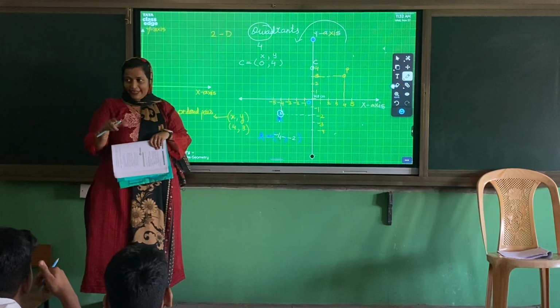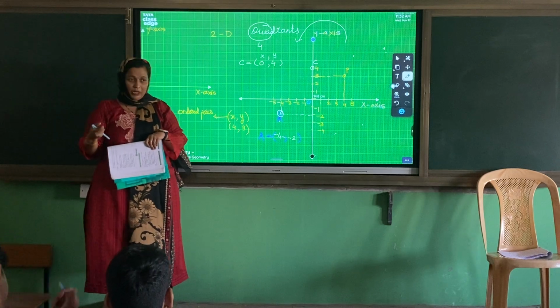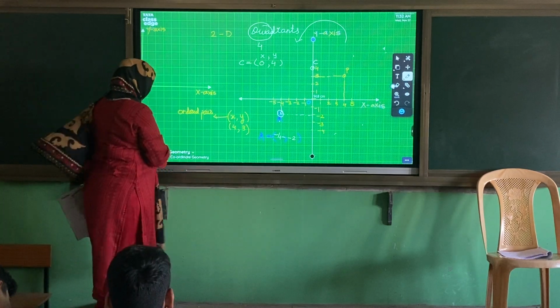Today we have done quadrants. What are quadrants and how to plot them? Shall I take one quiz? Yes, miss.